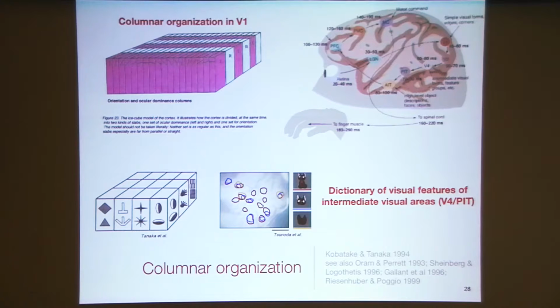What you see here is a cartoon of the kind of organization that Tanaka has reported for the IT cortex. So what they did here is to show that as they penetrate electrodes perpendicular to the surface of the cortex in IT, they tend to find neurons tuned to similar kinds of visual features. Okay, so things like these kinds of visual features across orientations, various kinds of family of simple shapes. Again, I'm not sure this is necessarily reflecting the reality and should be taken more as a cartoon.